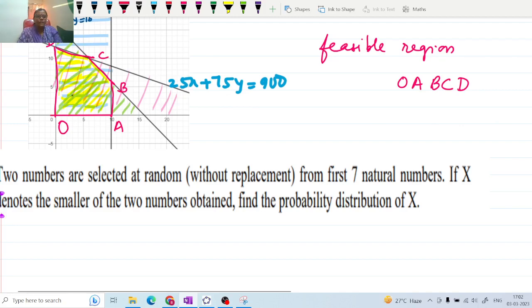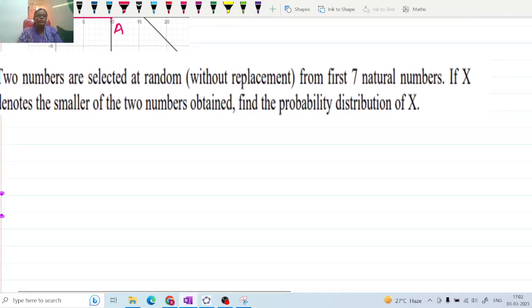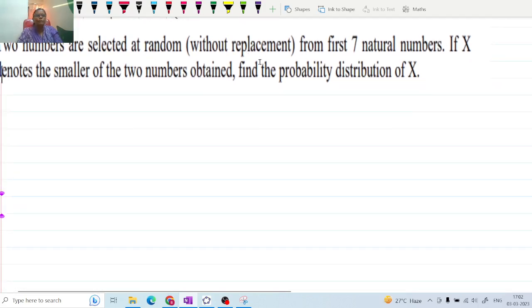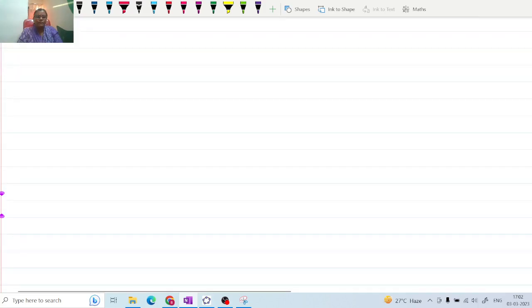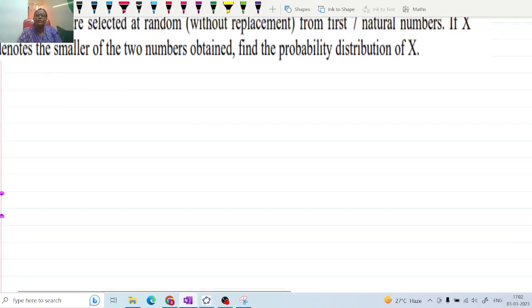Now, the last question of this section is a question based on probability. Two numbers are selected at random from the first seven natural numbers. If x denotes the smaller of the two numbers obtained, find the probability distribution of x. So you just have to find the probability distribution. Yes, there's another option here. Both the questions seem to be of the same type. So let us attempt both the questions here.